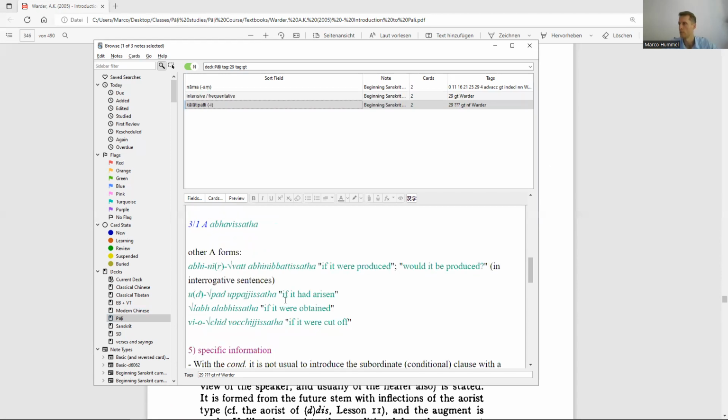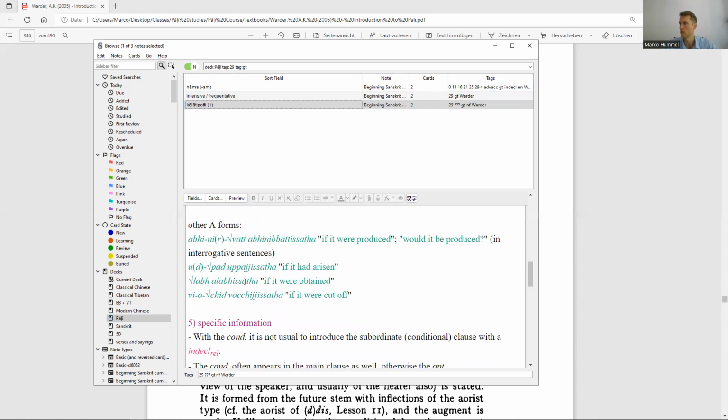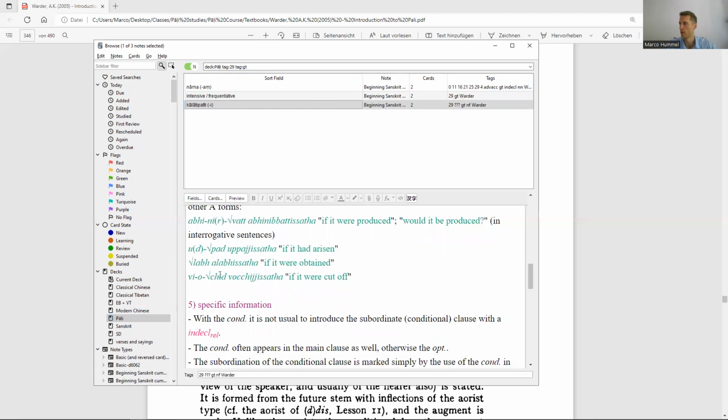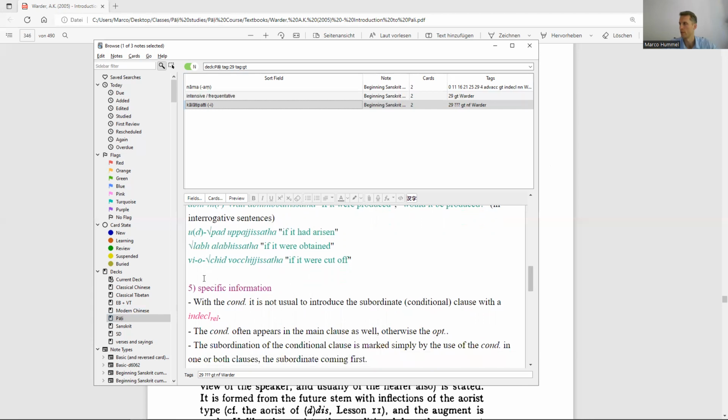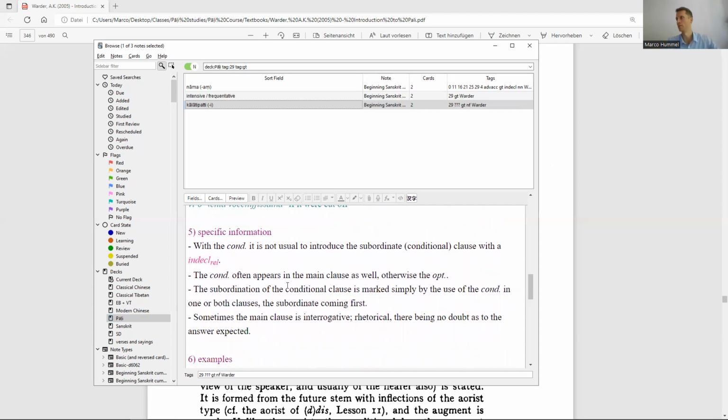Other aorist forms: abhinibbattissatha, if it were produced, would it be produced in interrogative sentences? Uppajjissatha, if it had arisen. Labhissatha, if it were obtained. Vocchijjissatha, if it were cut off. Specific information.